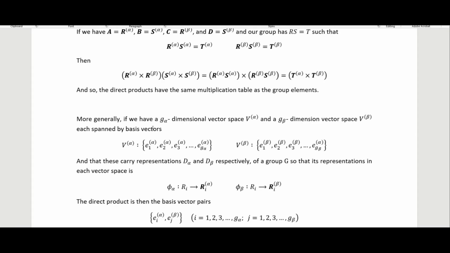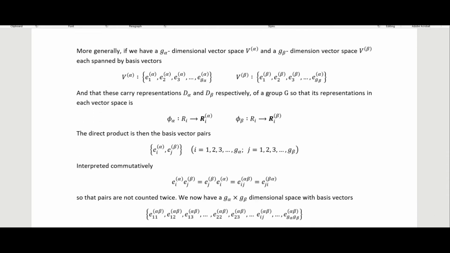So more generally, if we have a G alpha dimensional vector space V alpha and a G beta dimensional vector space V beta, each spanned by these basis vectors going from 1 to G alpha and 1 to G beta, and these carry representations D alpha and D beta respectively of our same group G. So they're both representations of the same group, G.